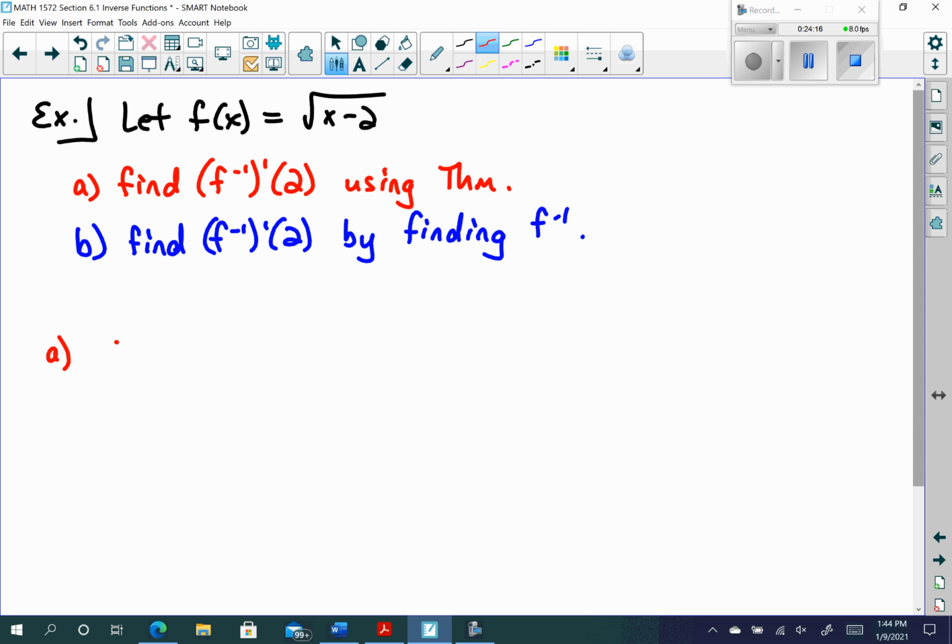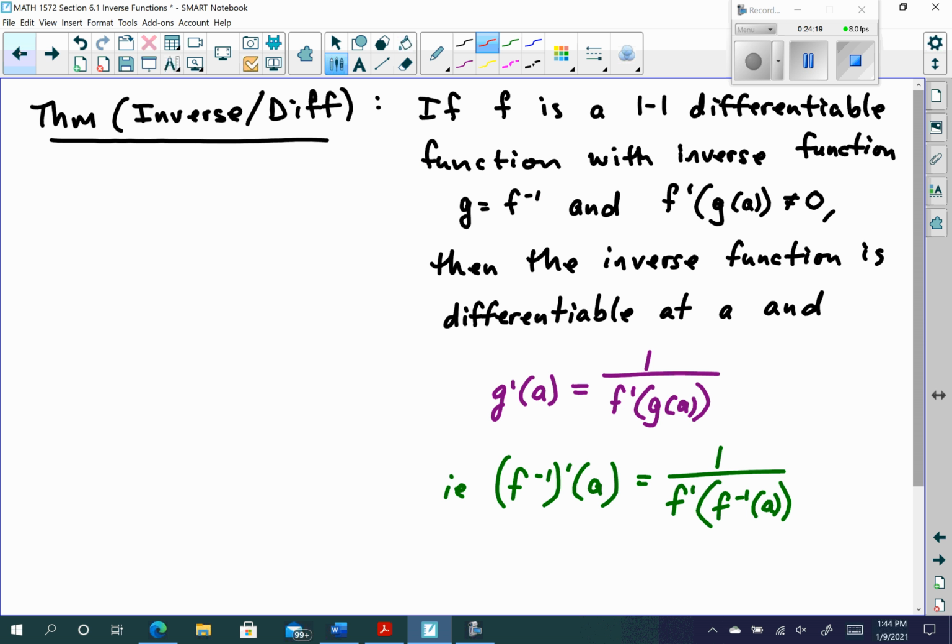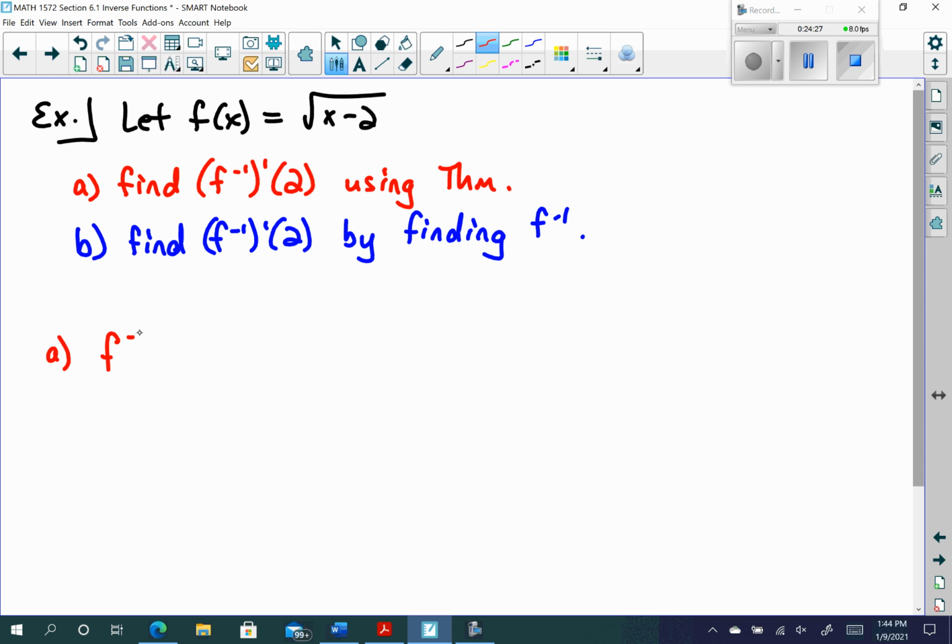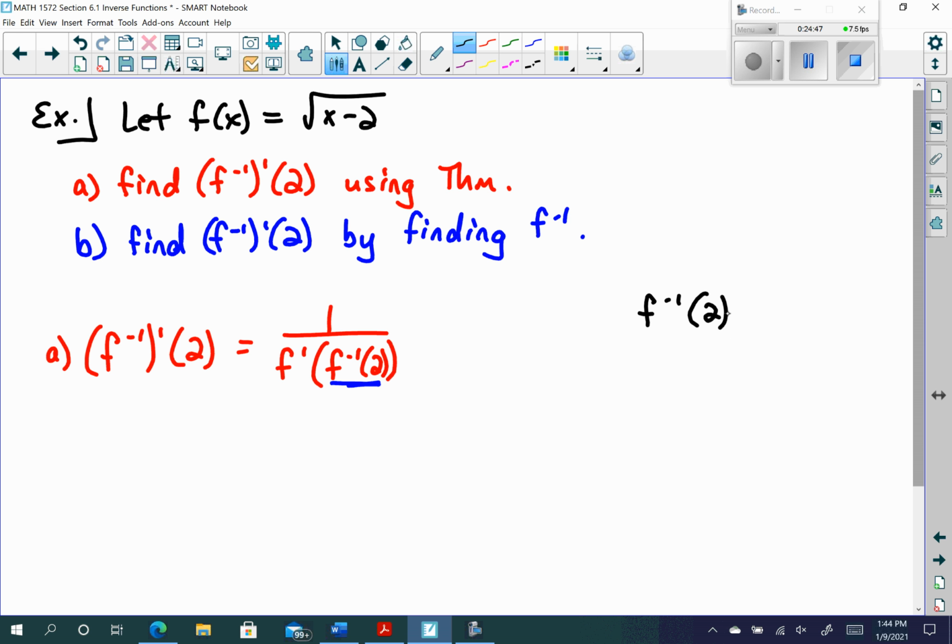So we know that f, and again, let's just go back. This is the formula I'm going to use here. So we know that the derivative of the inverse at x equals 2 is going to become 1 over f prime of the inverse of f of 2. Well, we need to figure this part out first. So we're going to go off to the side here. We need to figure out what the inverse of f of 2 is going to equal. I'm going to call that u for right now.